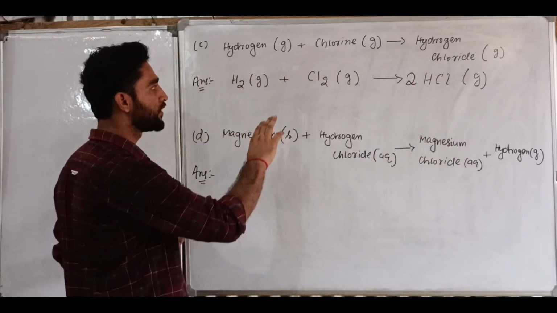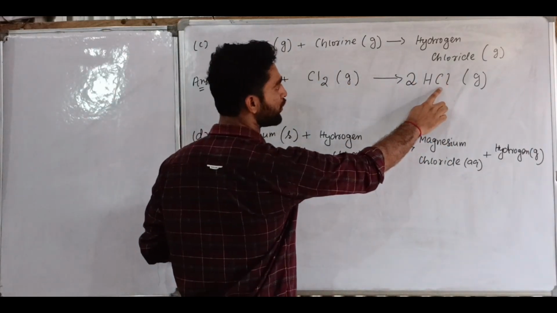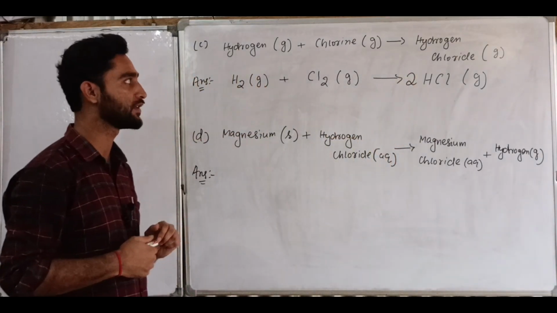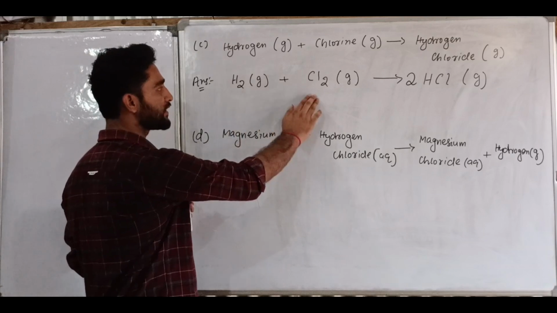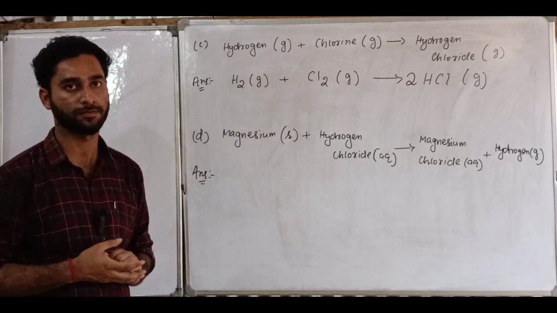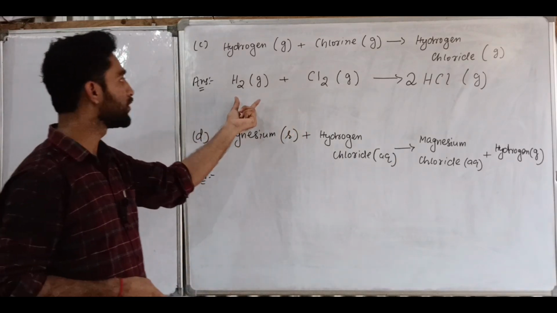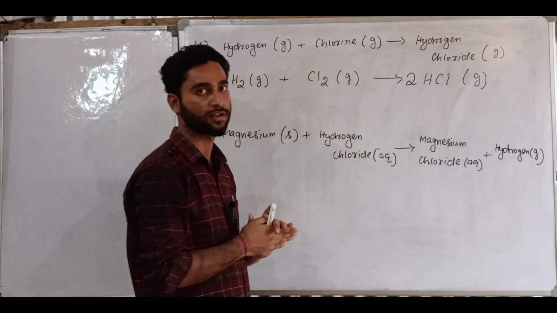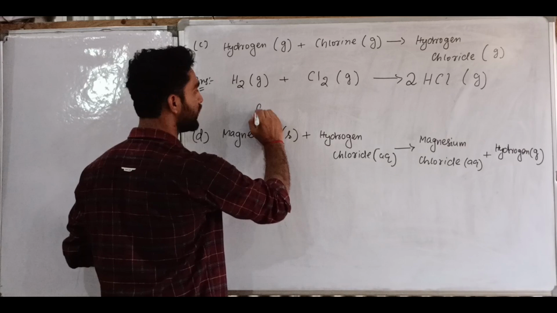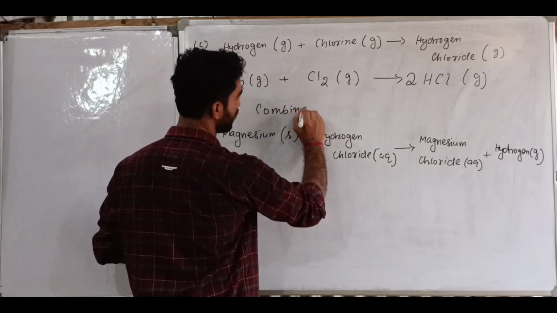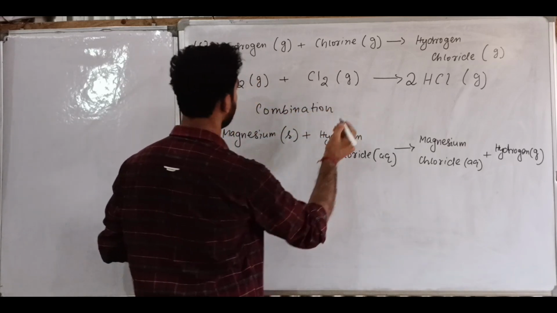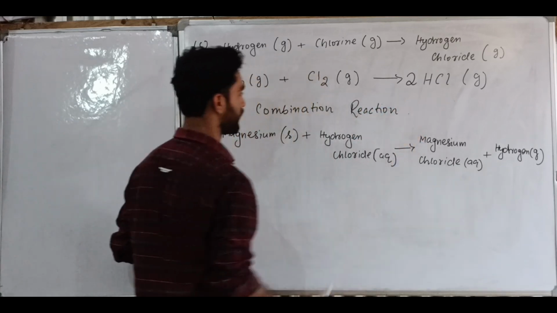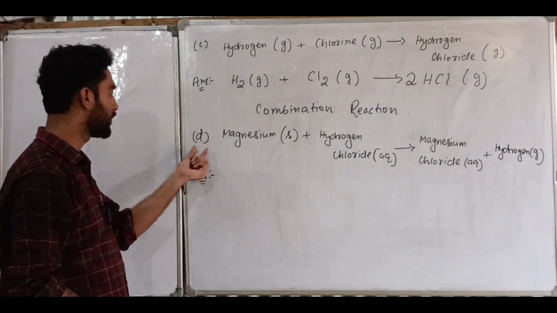So here put 2. Now check. Metals are not there. Then chlorine 2 balanced. Now this side hydrogen 2, this side hydrogen 2. Now the reaction became balanced. Then we have to tell what kind of chemical reaction it is. Here clearly we can see that two reactants combined together and formed a single new product. So it is an example of a combination reaction. Now the question number D.